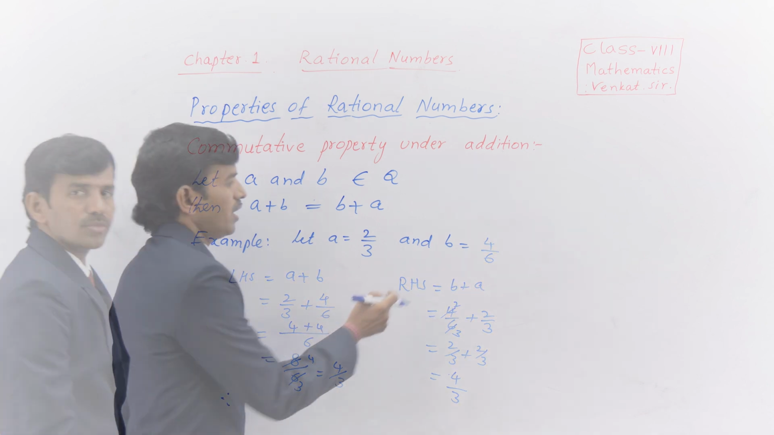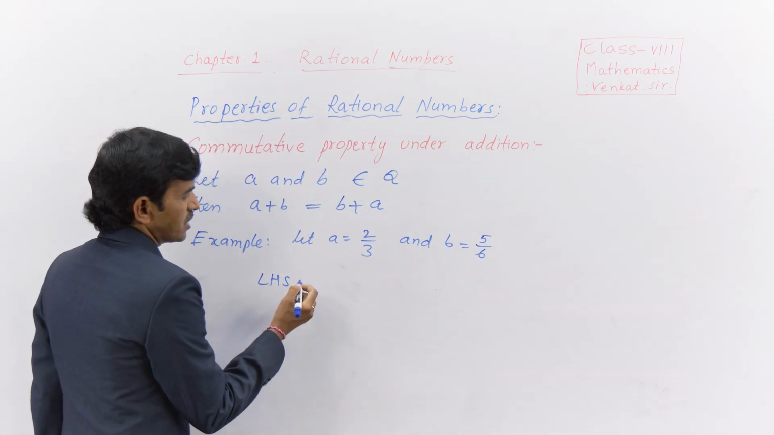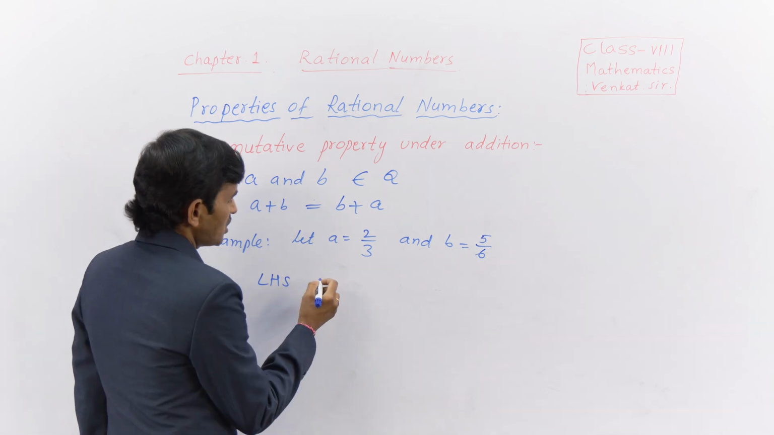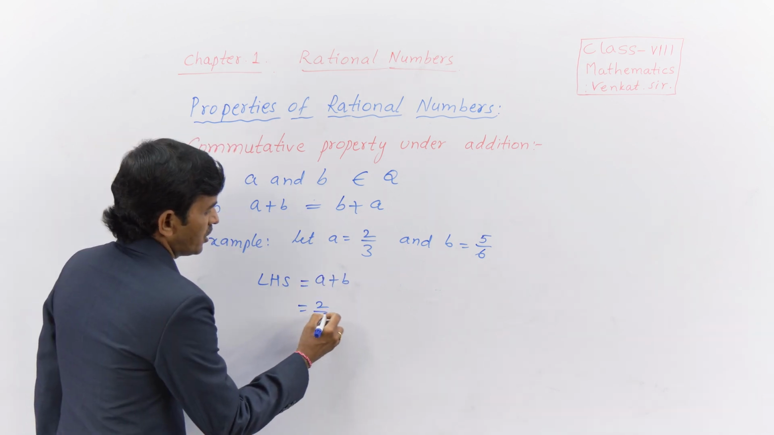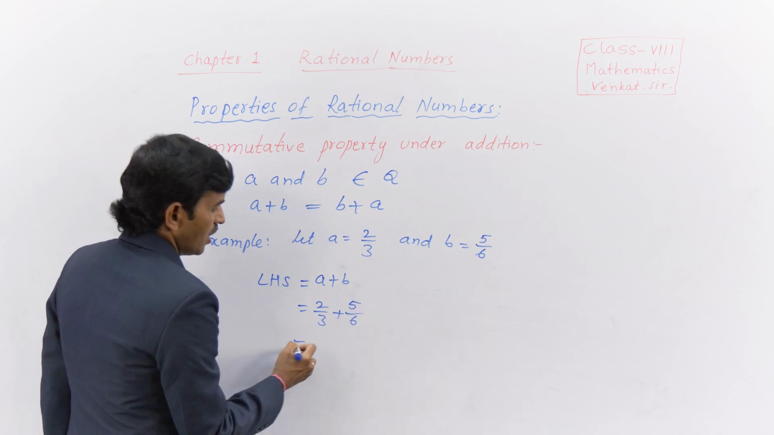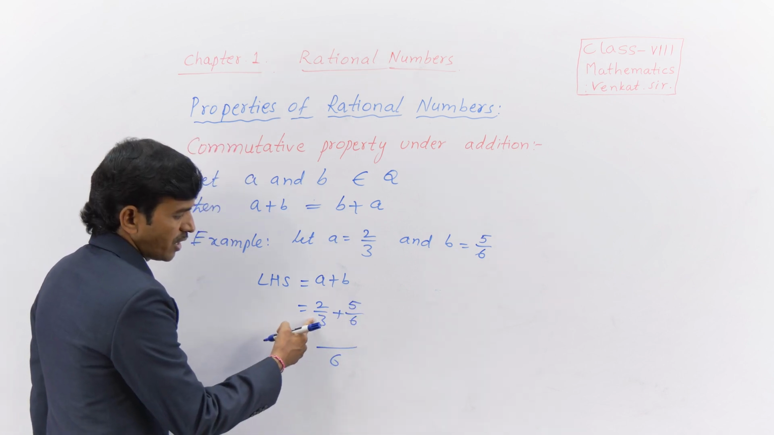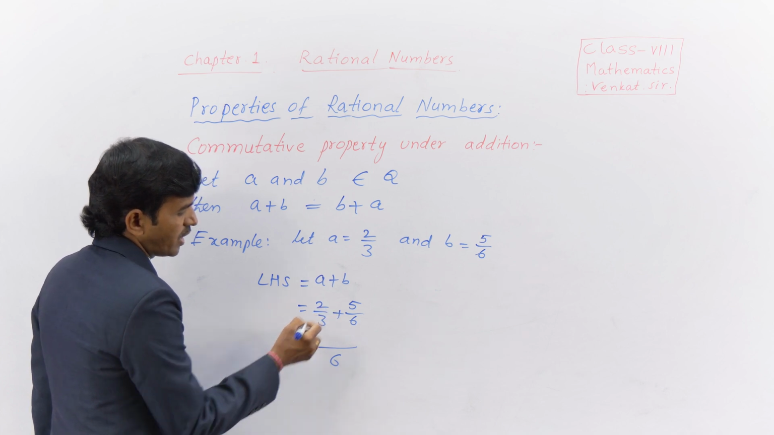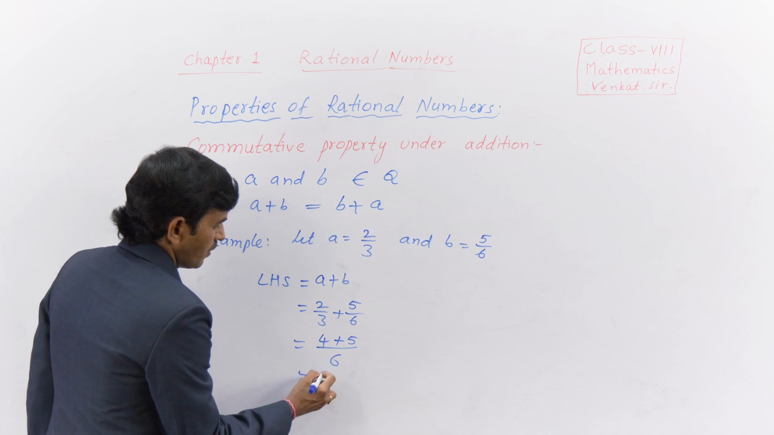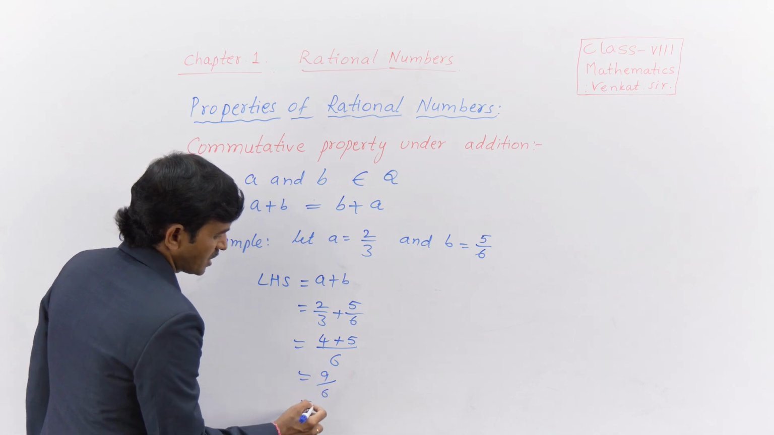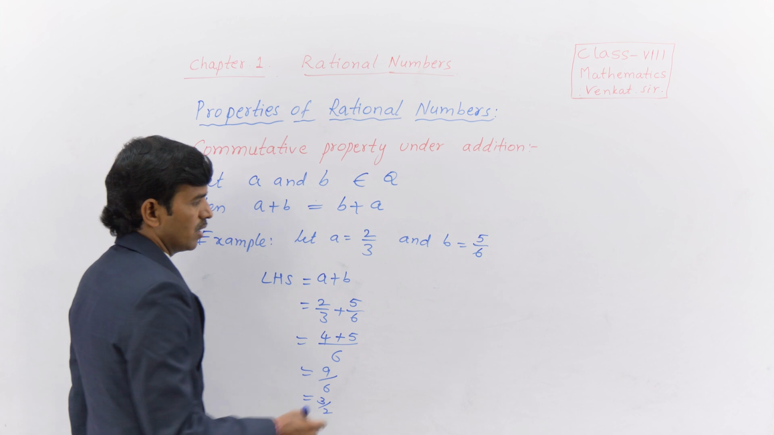Therefore, 2/3 and b is equal to 5/6. And check the LHS, what do you get? Here LHS is what? a + b, right? Check the values, 2/3 + 5/6. If you write the LCM, you will get 6. Then according to 6, we should multiply numerator and denominator with 2. Therefore, it will become 4 + 5, which is equal to 9/6. In simplest form, if you write it, 3/2. 3 3s are 9, 3 2s are 6.